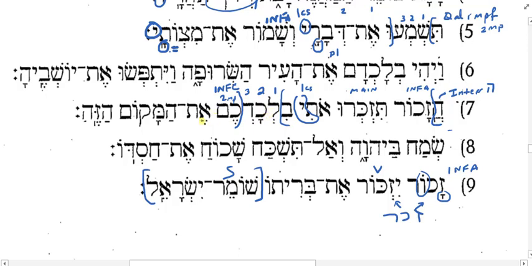capture et hamakom hazeh. This is my direct object. When you capture what? The place, the zeh is this, the place of this, which is when you capture this place. This is a demonstrative that's attributive in its function. Which place? This place. Okay? Now, I'm not sure, was your big problem with the infinitive construct or with the infinitive absolute?